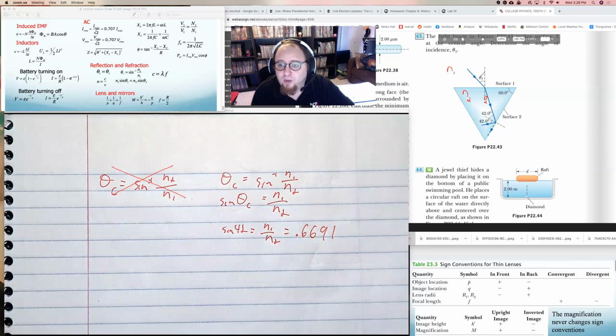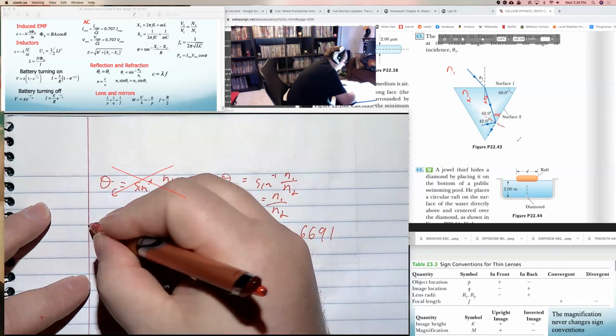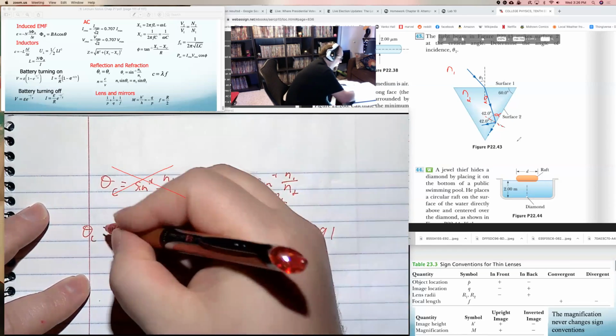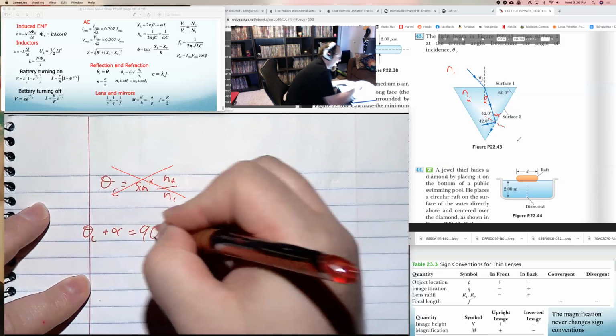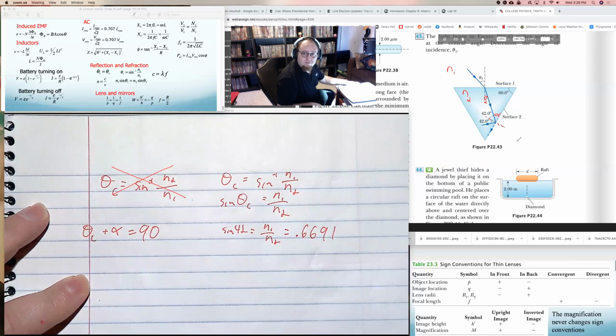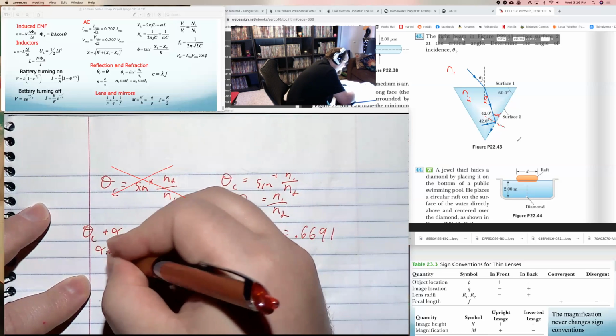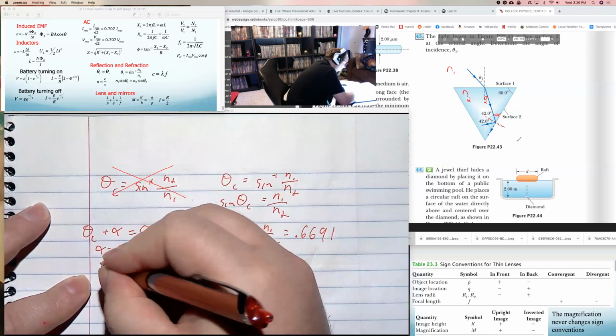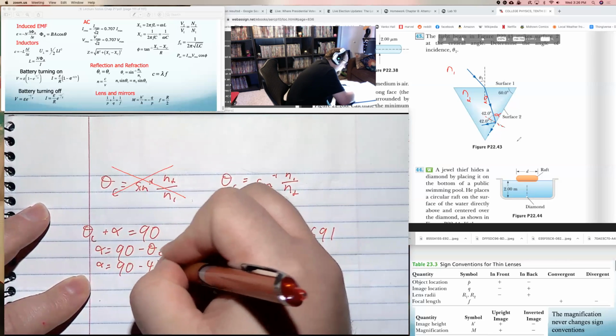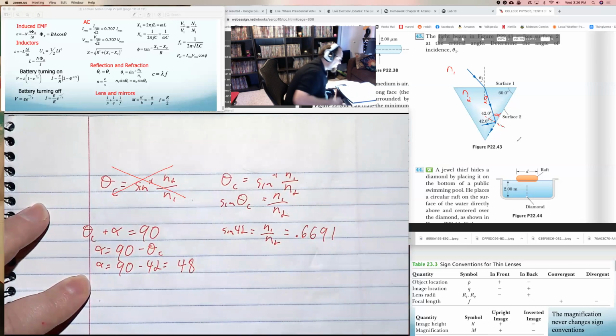If I want to solve for theta 1, I can use Snell's law if I knew theta 2. So I'm going to try to get theta 2. How I'm going to do that is I'm first going to solve for this angle, which I'm going to call alpha right here. Because this line is normal to the surface, theta c, which was 42, plus what I just called alpha must be 90. That means alpha is 90 minus theta c, or 90 minus 42, which is 48.